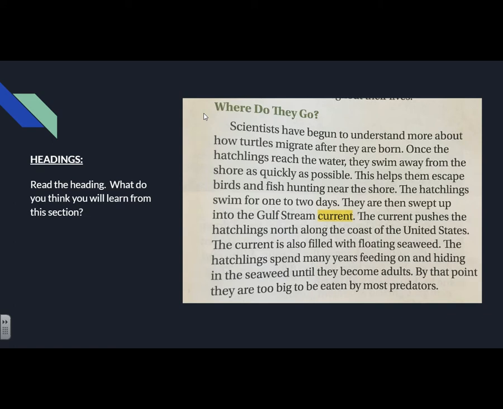The current is also filled with floating seaweed. The hatchlings spend many years feeding on and hiding in the seaweed until they become adults. By that point, they are too big to be eaten by most predators.